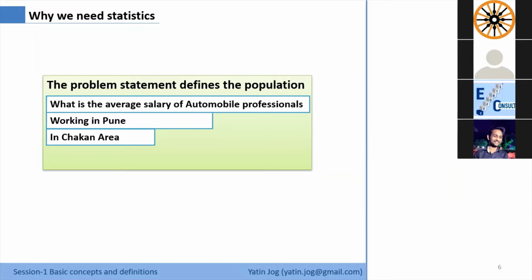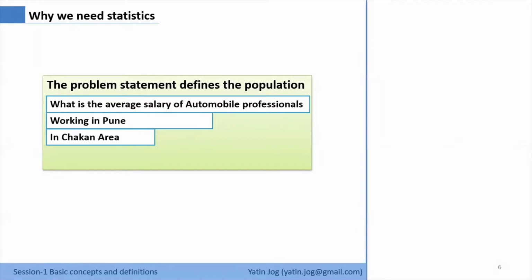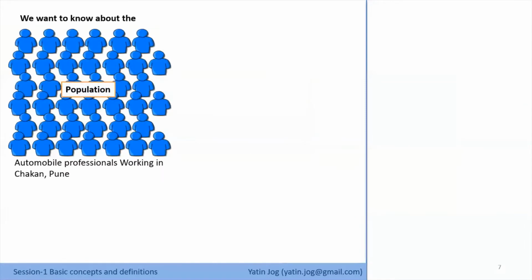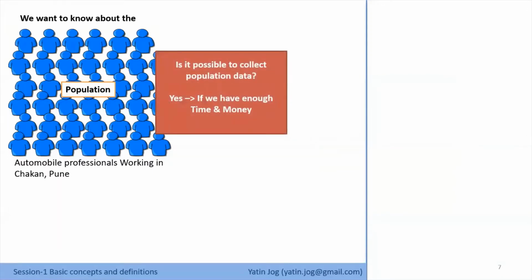So it may not be always possible to go and collect data points from all the members which are part of my population. So what we generally do is we collect a sample, or we create a sample out of the population. So what we want to know about is population, automobile professionals working in Chakan area. So the question is, is it possible to collect population data?